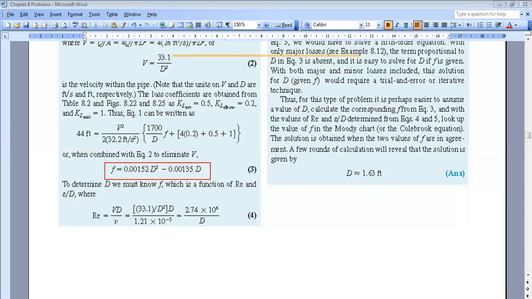So here I will assume a typical value of D. How do we know what's the best to assume? Here we said we don't assume F, let's assume D.